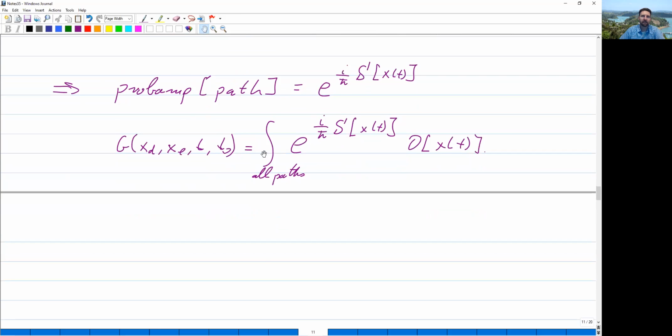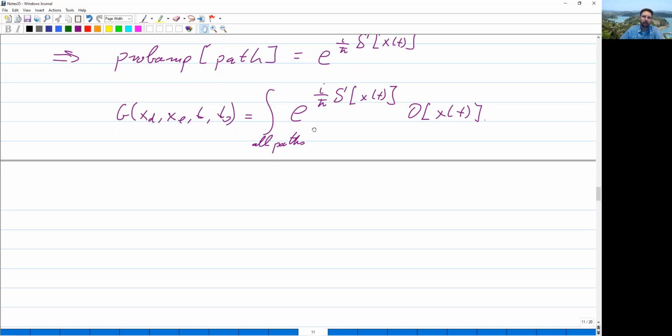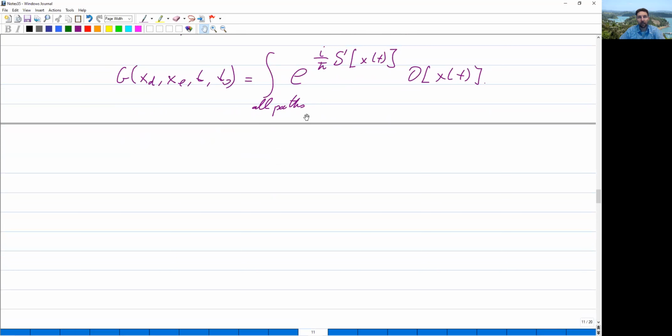There's a normalization factor here, but let's not worry about that one. After all, we can always fix that by using the fact that we know that the Green's function at t equal t₀ is the identity. The Green's function is just the Dirac delta at t equal t₀, and that allows us to fix the prefactor there. All right, so this is Feynman's way, in principle, to calculate the Green's function. And remember that once we have the Green's function, we have the time evolution operator, we have everything.